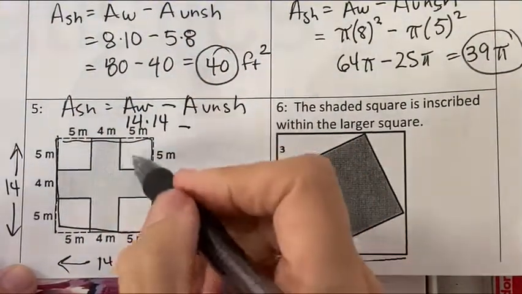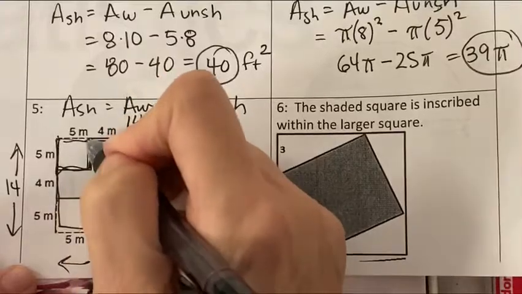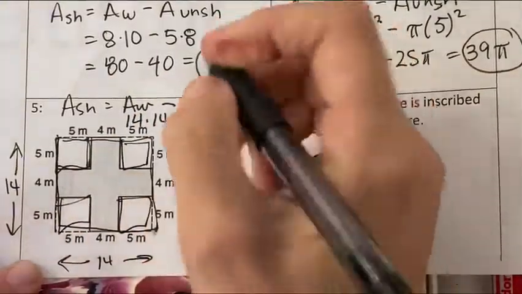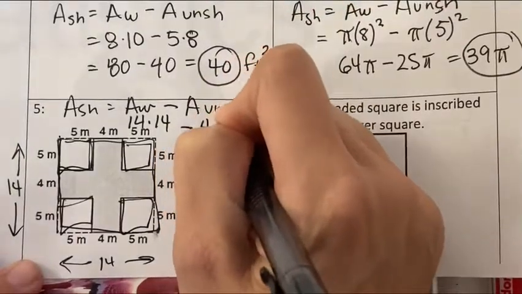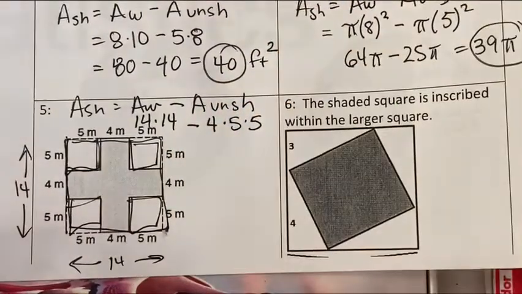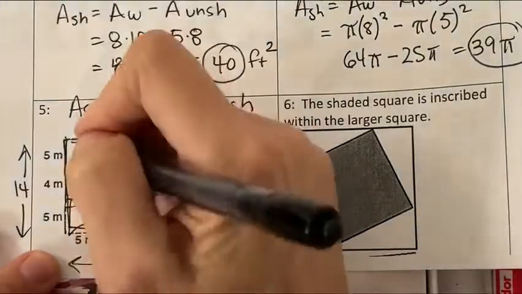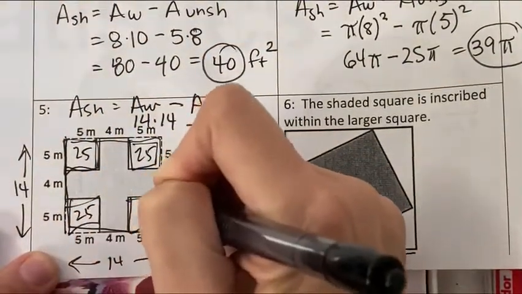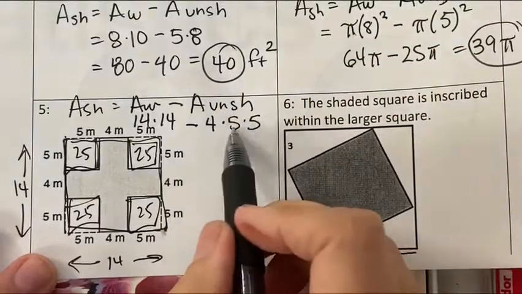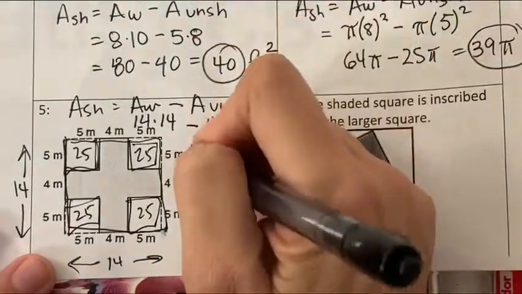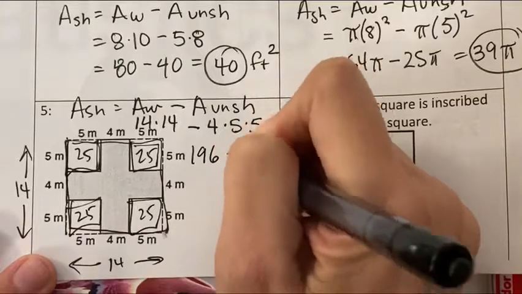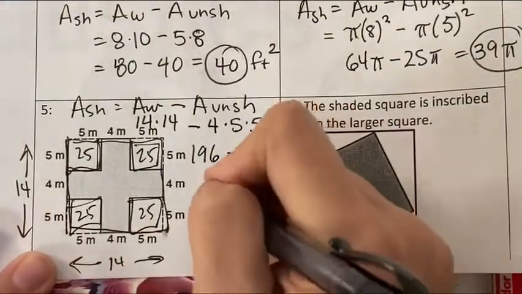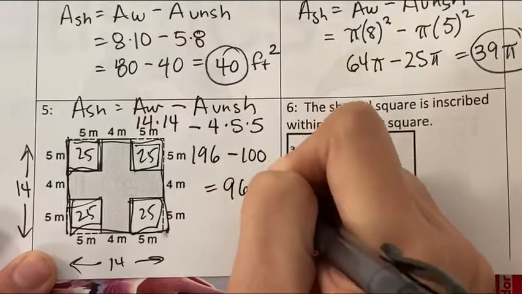Okay. What about the unshaded? So that's 5 by 5, 5 by 5, 5 by 5, and 5 by 5. So it is four 5 by 5s. You could add them up. So the area of this is 25, 25, 25, 25, right? Or you could just do 25 times 4. So I get 196 minus 100, because the area of the unshaded should be 100. So I get a total of 96 meters squared.